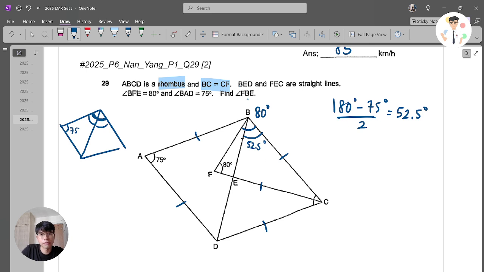And next part, find FBE, right? FBE is where it's here. Very simple. 80 degrees minus 52.5. And the answer is 27.5 degrees. And you are done for this question. Okay.